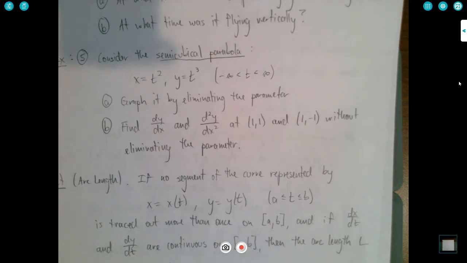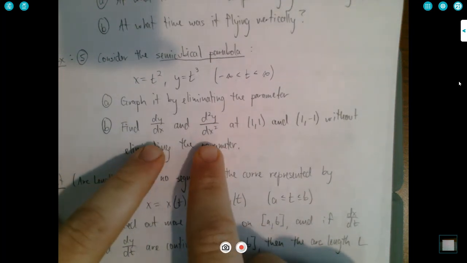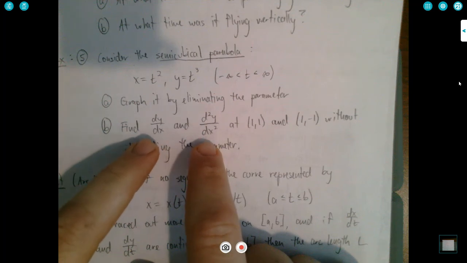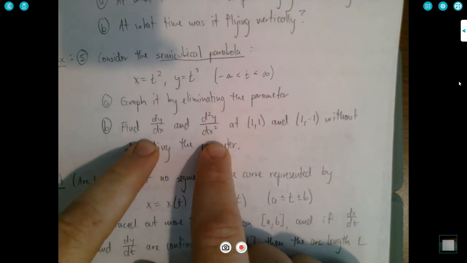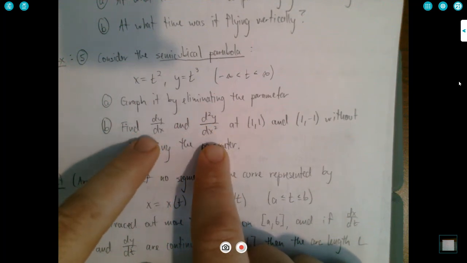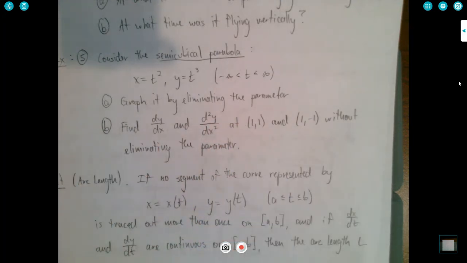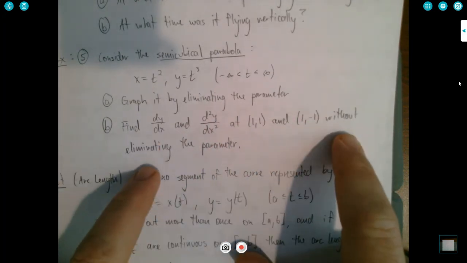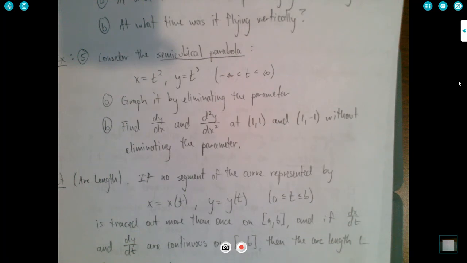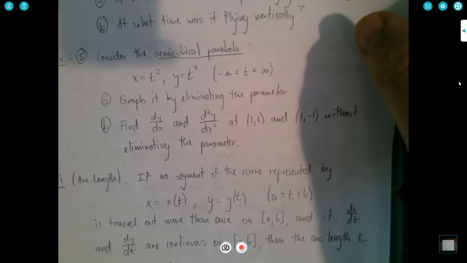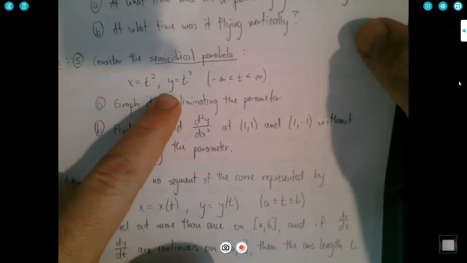Part A asks us to graph this thing by eliminating the parameter. And then part B says to compute dy/dx and d²y/dx², so first and second derivatives at these points. Oh, and it wants us to do so without eliminating the parameter. Okay, fine. All right, so we've got x equals t squared, y equals t cubed.